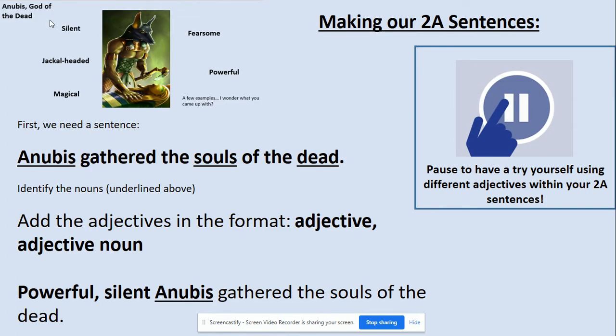So taking that information from our mind map, I need a sentence. So Anubis gathered the souls of the dead. So I've underlined the nouns. So Anubis, souls, and dead, they are nouns. They're objects. They're things in this sentence.